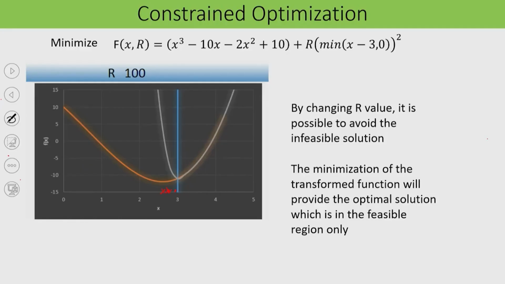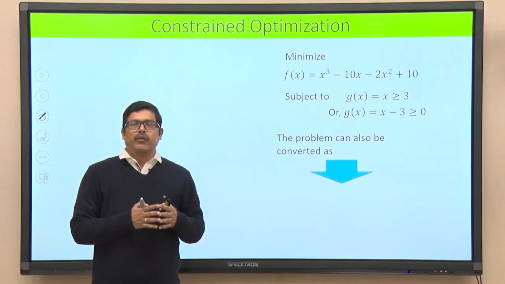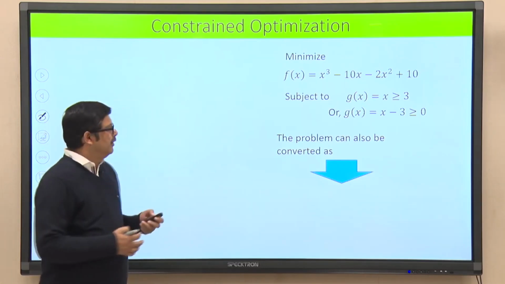The minimum of the transform function will provide the optimal solution which is in the feasible region. So, we are basically solving this transform function, and finally for a large value of r it will give you the feasible solution. Okay. Now, let us look at another way of doing this. In place of penalizing the solution in the infeasible region, we can also penalize the solution in the feasible region. Okay. So, let us see this procedure.